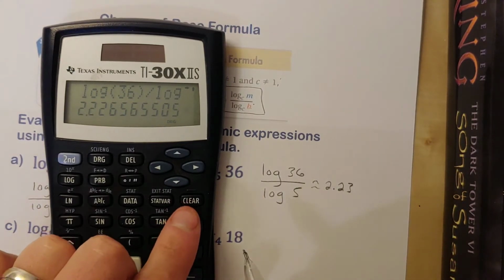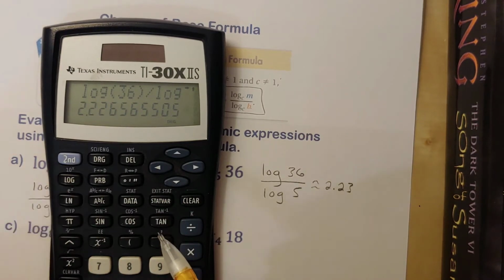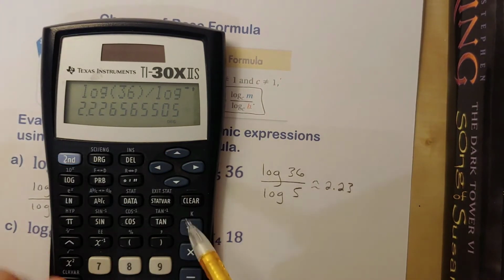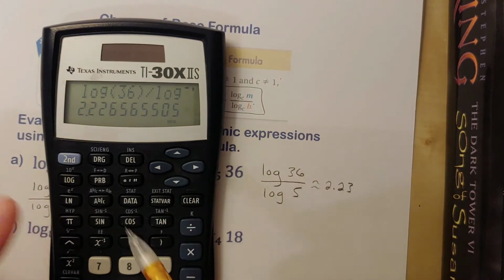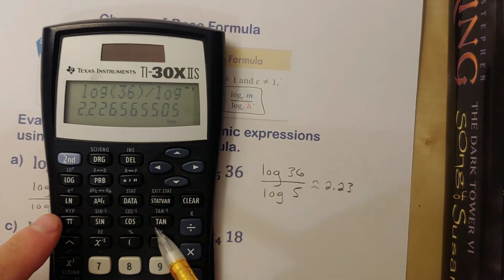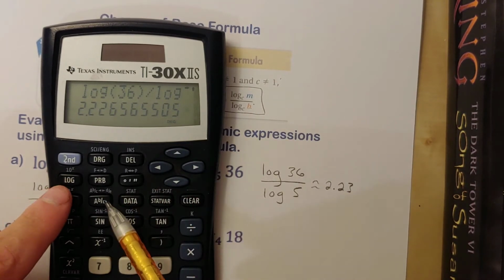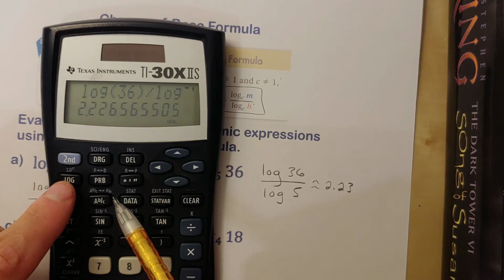Now, some of you might have a graphing calculator where when you hit the log button, it does allow you to enter in a base. And that's nice. If you have that, that's great. But if you have an older graphing calculator or you have a scientific like this, your log button is most likely just going to be in base 10.